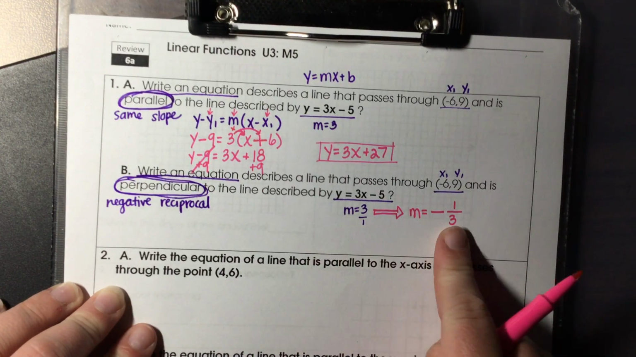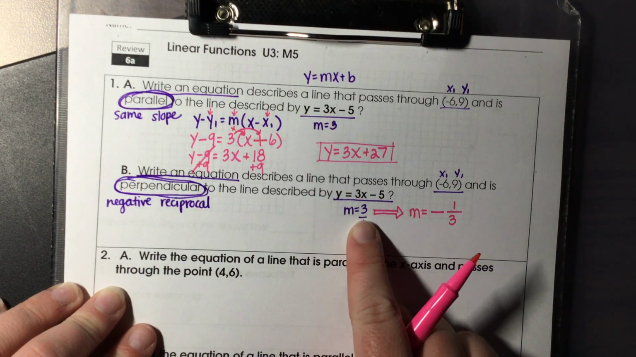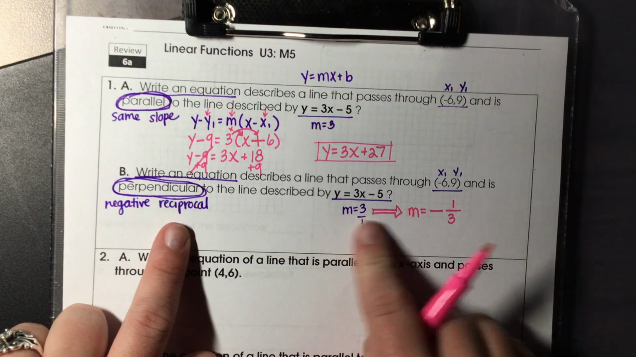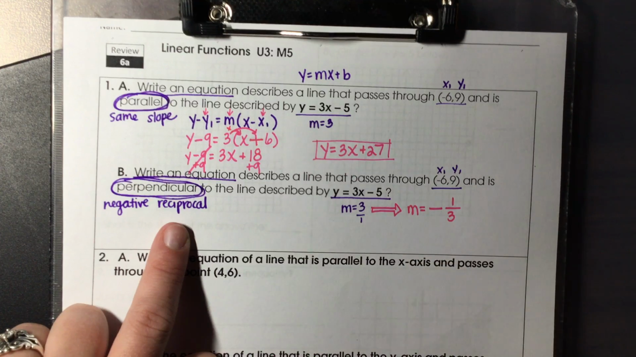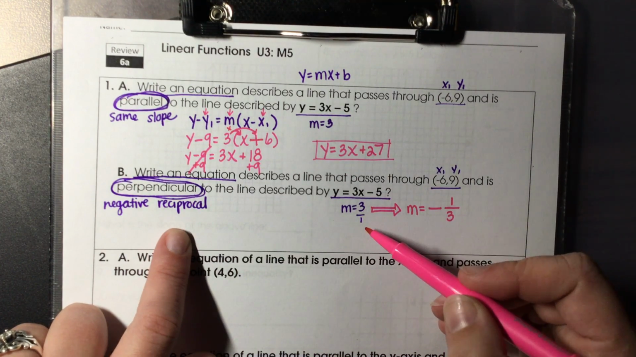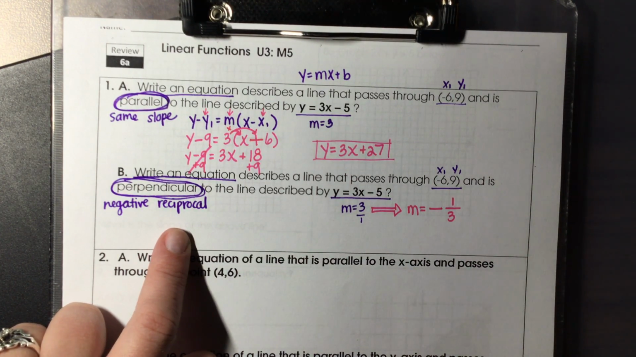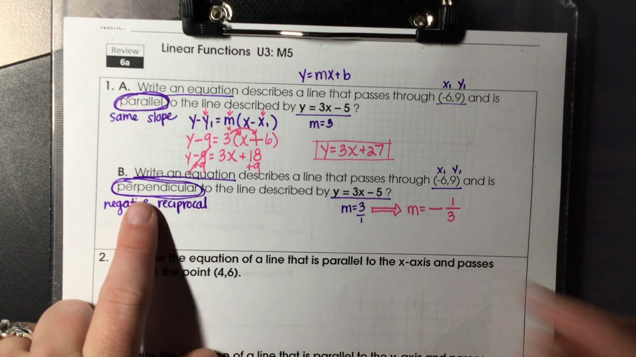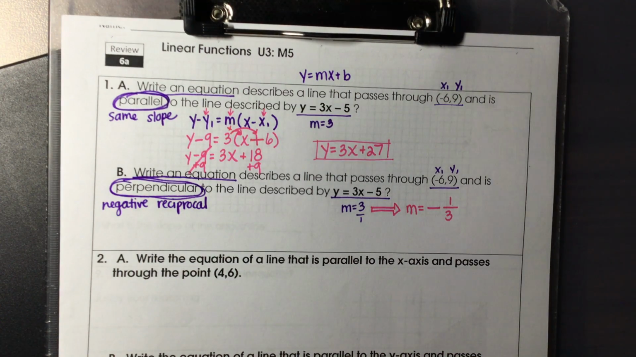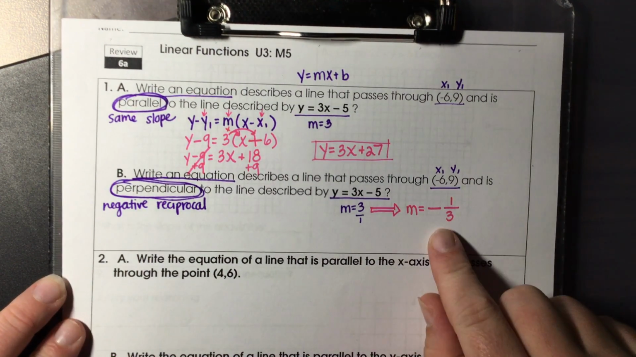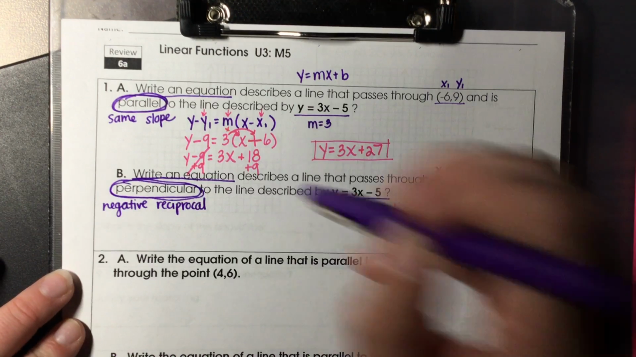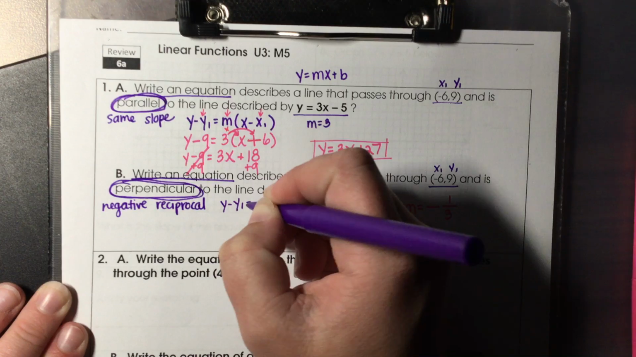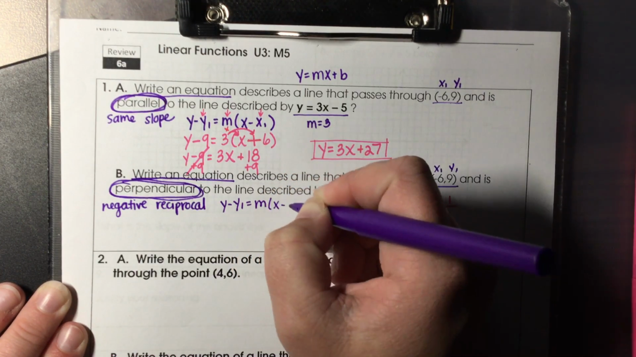So I've now found the negative reciprocal of my original slope of 3. I changed my sign, okay, I went from positive to negative, and I flipped my fraction there. So I originally had 3 over 1, now I have 1 over 3. So now I've got to use this slope in order to find the perpendicular line, okay? So once again, I have a point and I have a slope, so I'm going to use point-slope form. So I have y minus y1 equals m, and then x minus x1.